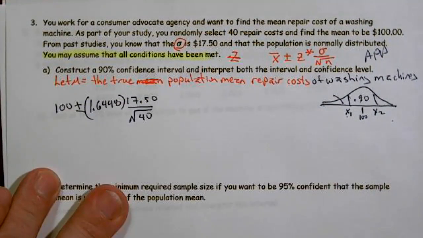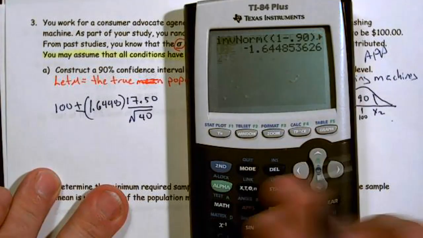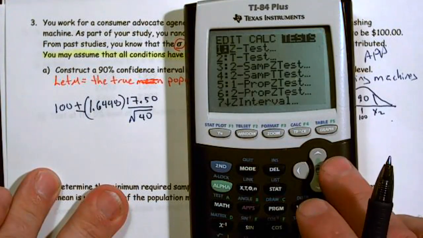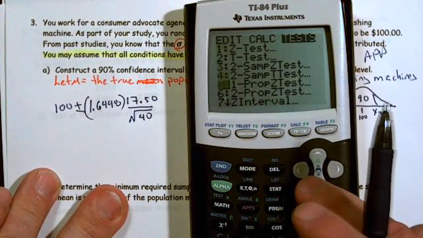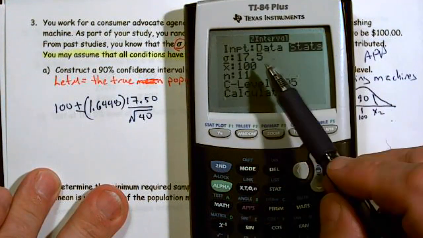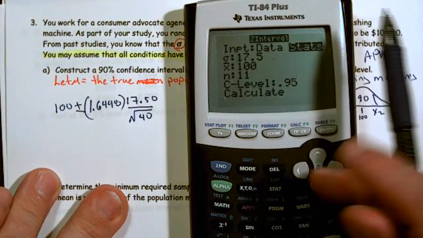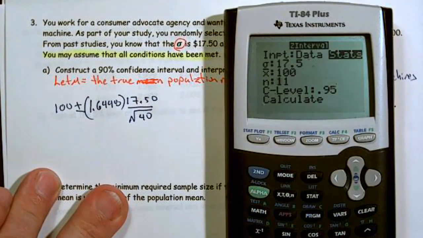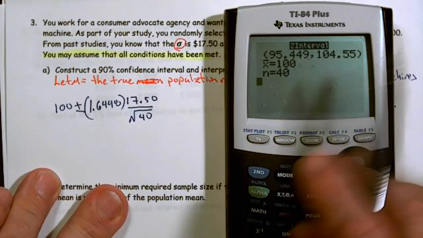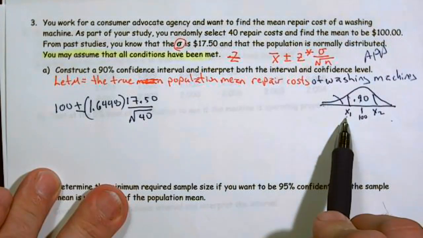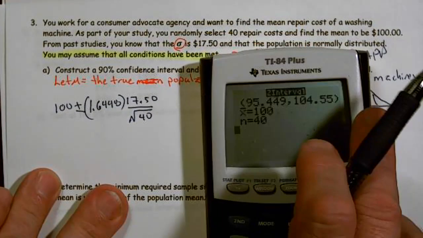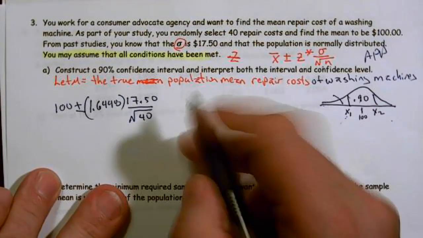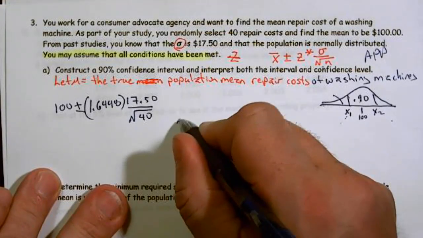All right, so now that I have plugged everything into my equation, I can go stat test, and drop down to number 7, which is my Z interval. Standard deviation is 17.5, X bar of 100, my sample size was 40, and we wanted a confidence level of 0.90. I can just press calculate, and there's my answer. So my lower bound is 95.449, and my upper bound is 104.55. So now I've shown my work.